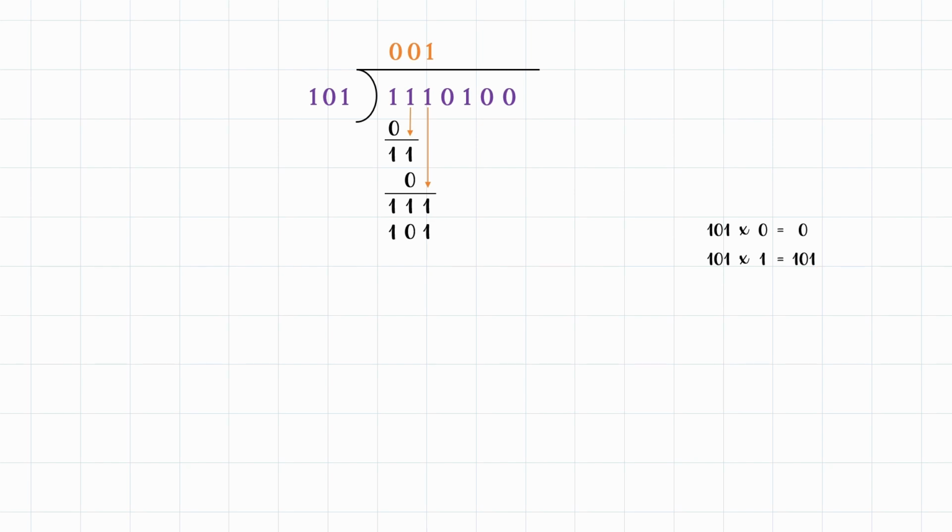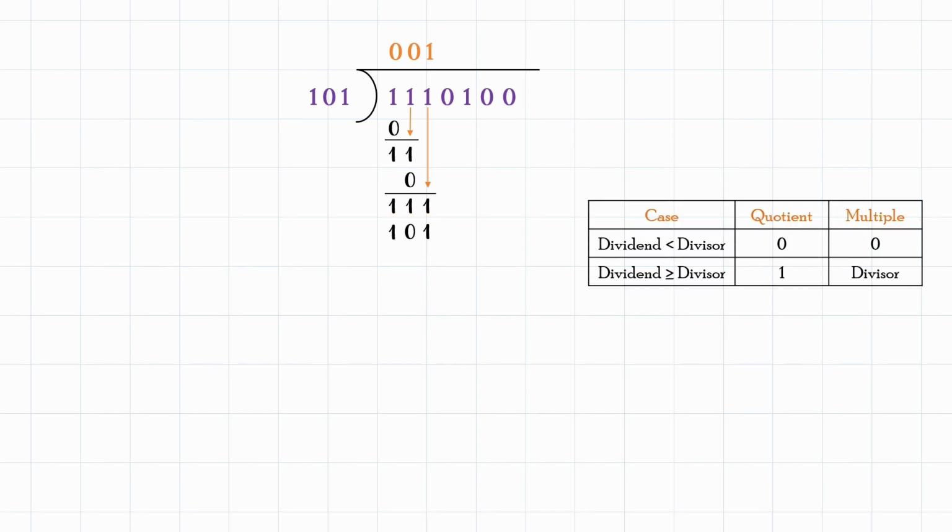You see, division in binary is quite easy because getting the closest multiple boils down to the following logic. For dividends like 1, those are less than the divisor, the closest multiple will always be 0, and so the quotient will be 0. And for dividends like 111 that are greater than or equal to the divisor, the closest multiple will be the divisor itself, and so the quotient will be a 1. We can represent this in the following table. Now let's continue the division with this logic.